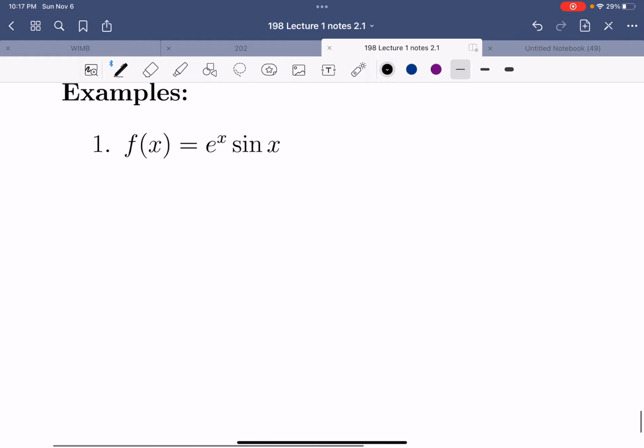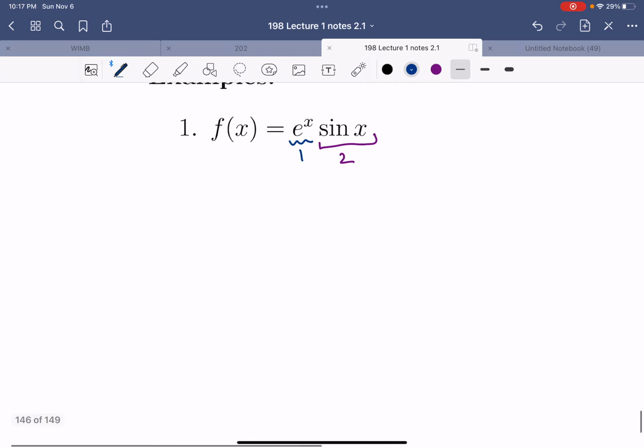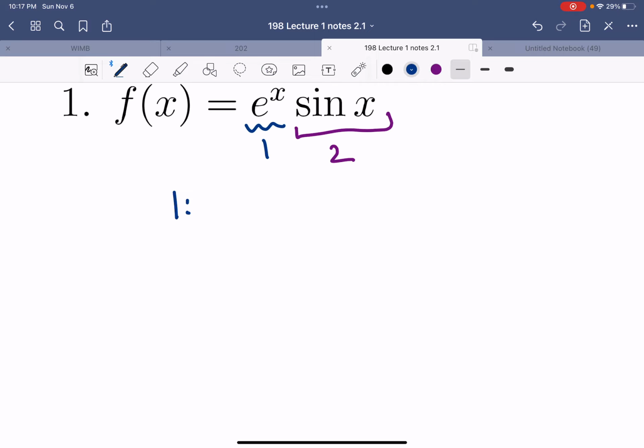So let's take a look at a couple examples. If we have e to the x times the sine x, here I notice I said times, so we're multiplying. So our e to the x is my function 1, and the sine x is my function 2. So when I set this up for product rule, function 1 is e to the x, and its derivative is e to the x. For function 2, that's my sine x, and the derivative of function 2 is cosine x.